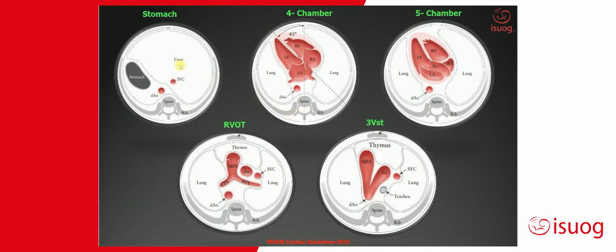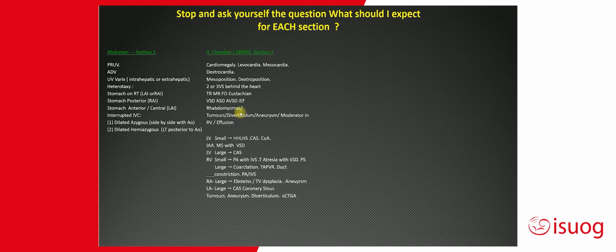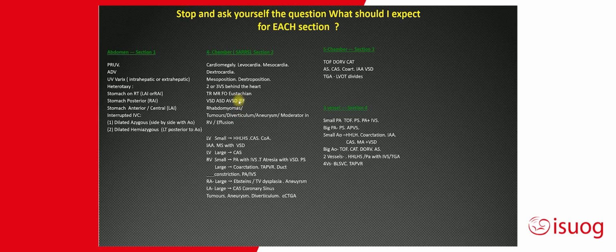And the idea is, with the ISUOG guidelines, that you go through in an axial section these 5 sections in trying to identify these anomalies. When you look at these 5 sections, it's important to have some idea of what you should expect to see in each of the 5 sections.